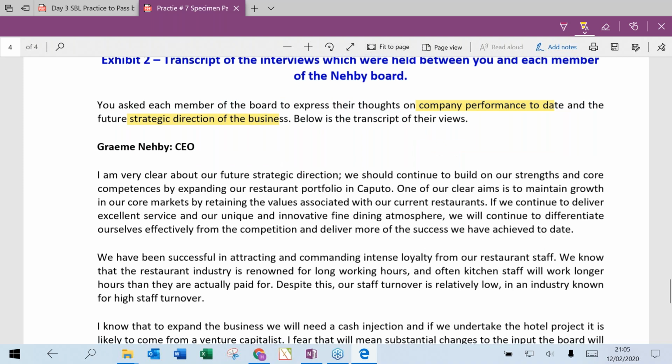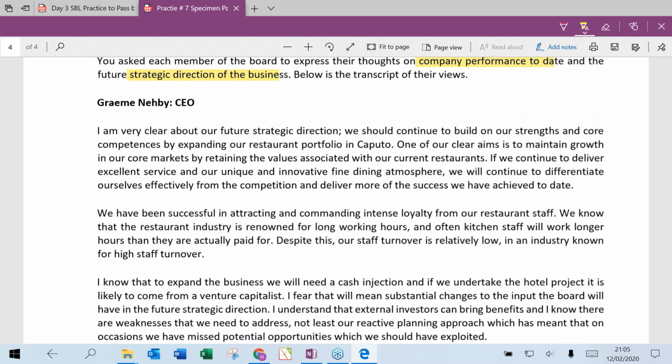So Graham Neby is the CEO. I am very clear about our future direction. We should continue to build on our strengths and core competencies by expanding our restaurant portfolio in Caputo. One of our clear aims is to maintain growth in our core markets by retaining the values associated with our current restaurants. If we continue to deliver excellent service and our unique, innovative fine dining atmosphere, we will continue to differentiate ourselves effectively from the competition and deliver more of the success we have achieved to date.